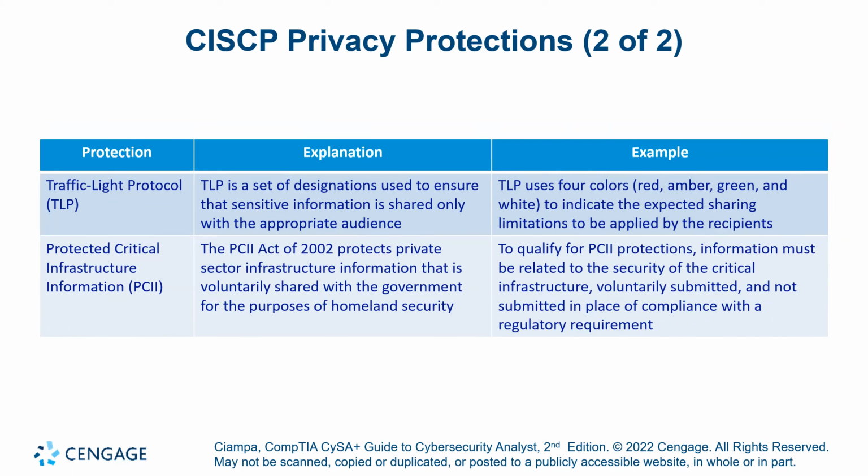Traffic Light Protocol. TLP is a set of designations used to ensure that sensitive information is shared only with the appropriate audience. TLP uses 4 colors, red, amber, green, and white, to indicate the expected sharing limitation to be applied by the recipients. When I worked for the school district, I created a simplified version of TLP to explain to users what they should and should not be sharing.